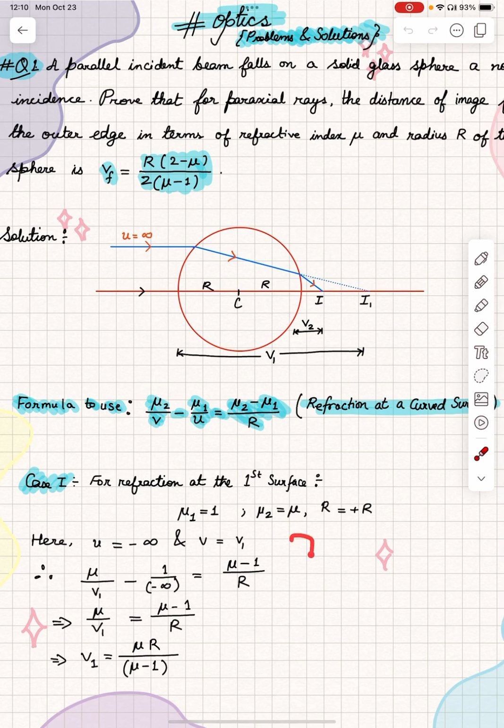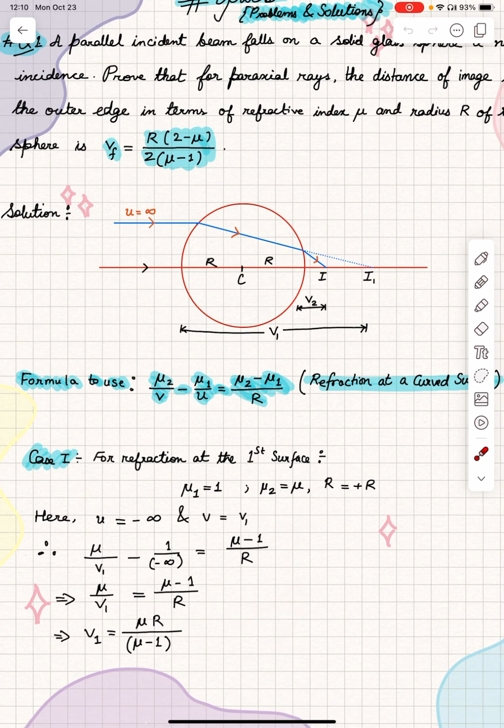You can do it on your own or listen to the explanation, and if you have any doubt, the solution is present before you. And then this v1 value we have found out. That means the distance of this particular image I1 from the first surface comes out to be mu times r by mu minus 1. Now this ray of light further travels inside the glass sphere, and is further refracted, and the final image is formed at the point I.